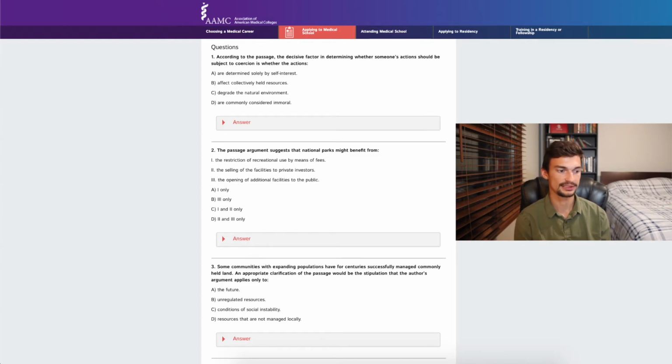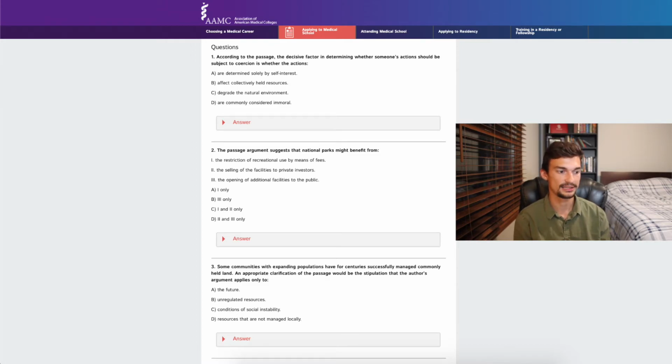Answer choice C says degrade the natural environment. I think that's too narrow of a scope, because there are personal decisions that can be made that affect everyone, but that don't specifically degrade the natural environment. Economic decisions, for example. D says are commonly considered immoral. There's not a lot of talk about morality in this passage. It's more just about economic philosophy. The author doesn't really make any arguments based off of morality. More just economic philosophy. So B is our best answer here.